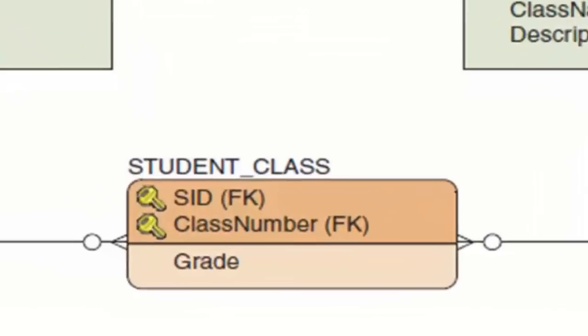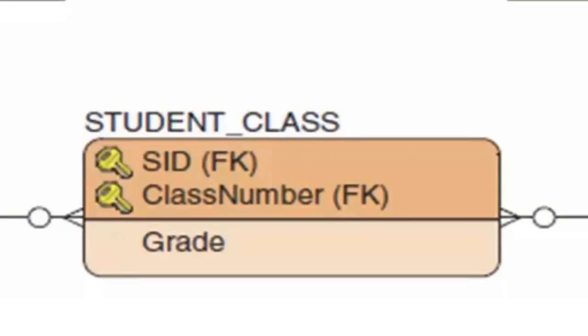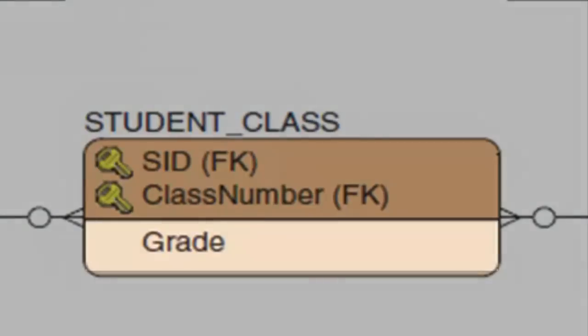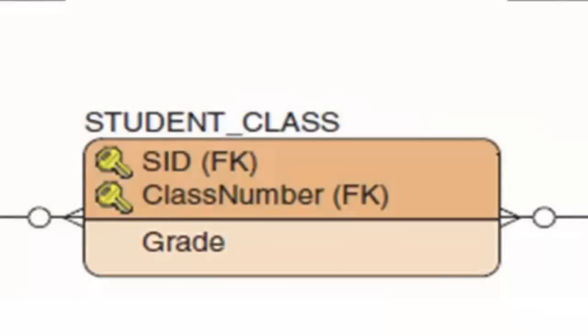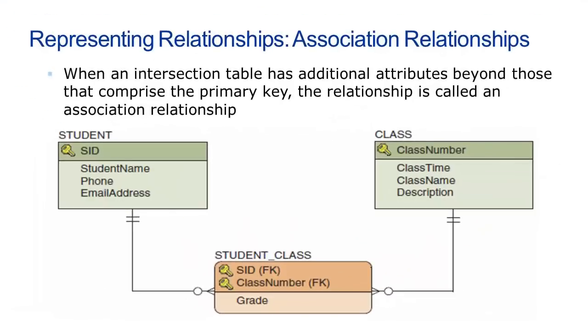Revisiting our student class example, we see here that we've added a new attribute to the student class table named grade, which provides us with additional information about the relationship between a student and a class. That is, for each intersection between a specific student and a specific class, we want the ability to record a grade, which indicates the student's performance in that class. This sort of design is called an association relationship.